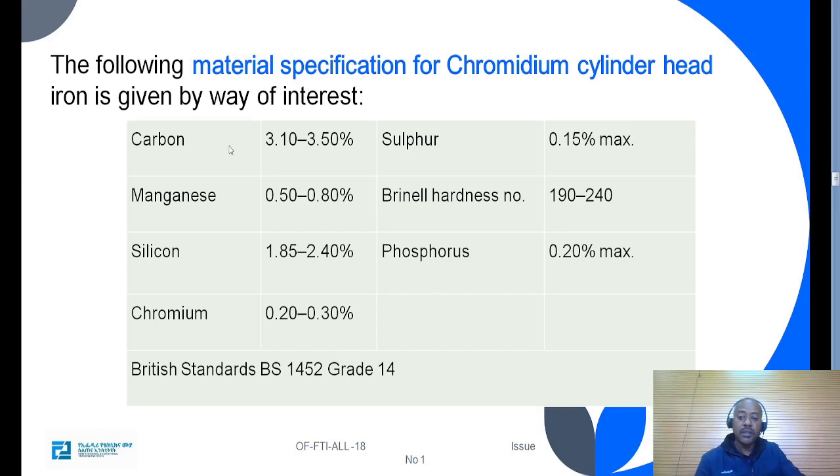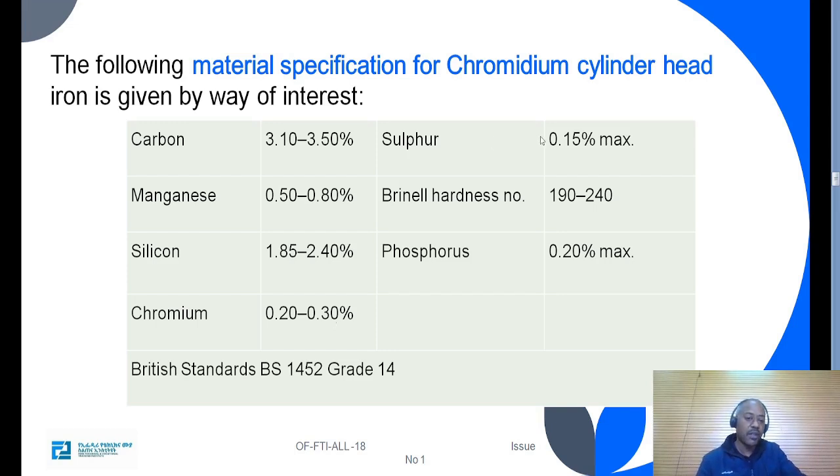The carbon composition 3.10 up to 3.5%. The manganese composition between 0.5 and 0.8%. The silicon 1.85 up to 2.4% is possible. The chromium 0.2 up to 0.3%.